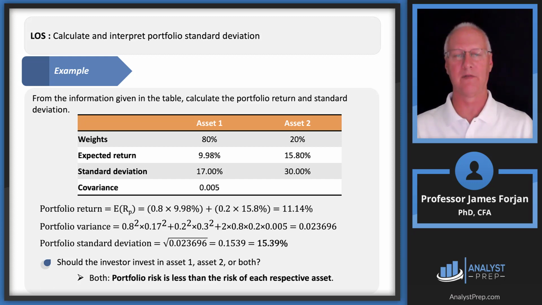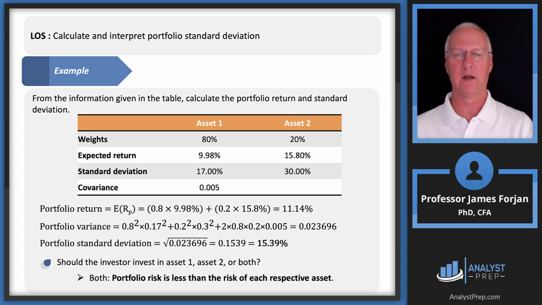All right, so let's do the easy calculation first, right? We're going to take the portfolio return. We did this before. We're just going to take 80% of the about 10 and 20% of the about 16. So we get 11.14. That should be a super easy calculation. So let's go ahead and do the portfolio variance.